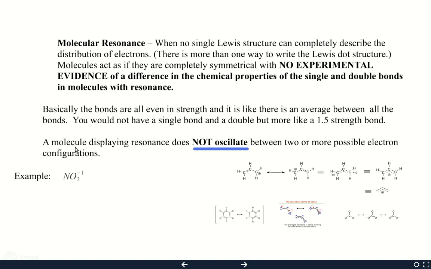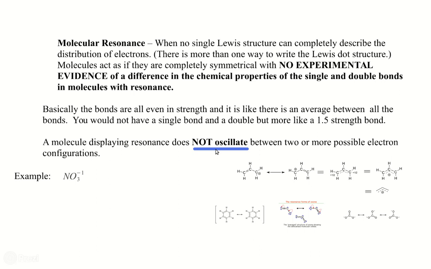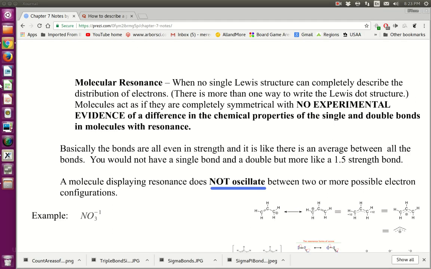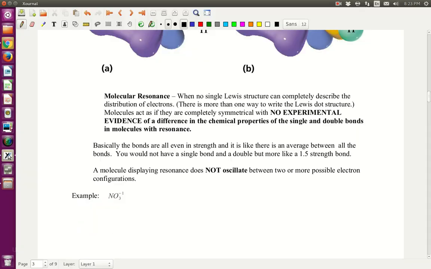Now, I want you to know that a molecule displaying molecular resonance does not oscillate. Oscillate means going back and forth. It does not go back and forth between two possible electron configurations. It's an average of them. So let's look at the notes one more time. This is where we are. It does not oscillate. It's an average.